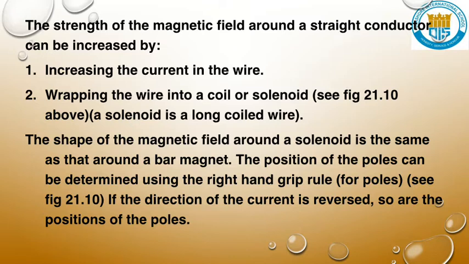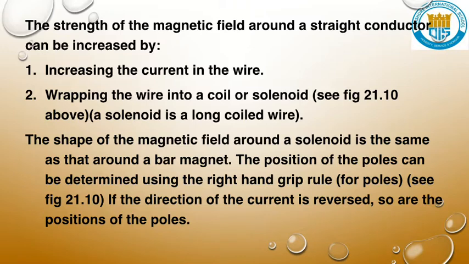So if you are using maybe a 3-volt battery before, and then you want a stronger magnetic field, then you can connect to a 12-volt battery. That will give you more current, and that will give you more magnetic field strength around the straight conductor. Another thing that we can do is to wrap the wire into a coil or a solenoid. As I said, you wrap that wire into a coil. A solenoid is just a long coiled wire. Now the shape of the magnetic field around the solenoid is the same as that around the bar magnet. As I said earlier, look at the lesson Magnets and Magnetism on my YouTube channel.